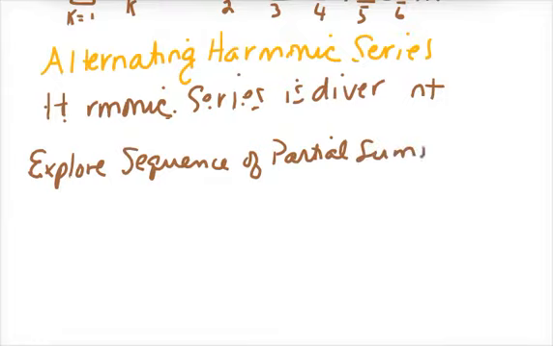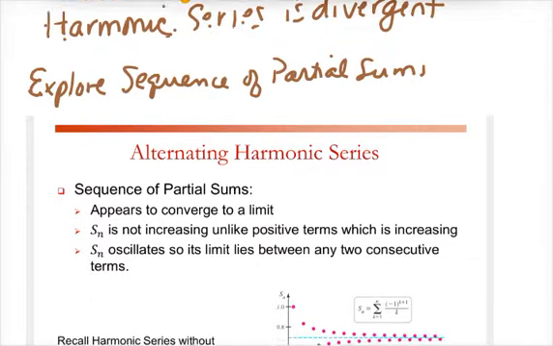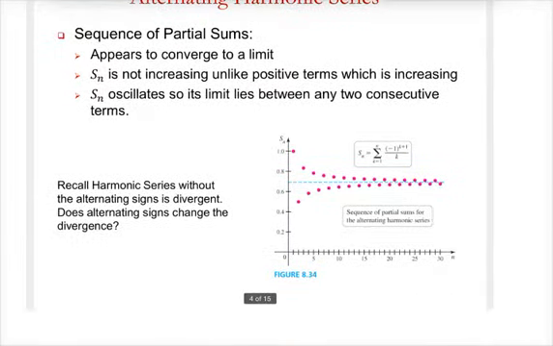I'm going to pause here and bring in one of my slides from the PowerPoint. Okay, so I have the slide that I'm interested in here. We're going to look at the alternating harmonic series. And again, we need to explore the sequence of the partial sums to see what's going on. And it appears to converge to a limit.